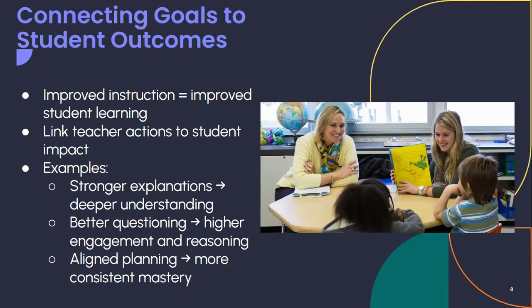When teachers are able to better implement questioning techniques, better formulate them, provide wait time, provide some sort of method for calling on students, we have higher engagement. And then typically we're going to see that we've got higher critical thinking skills. So the reasoning is going to be greater for our students as well. And another example, of course, is aligned planning, as I was talking about earlier. It's going to lead to more consistent mastery of the success criteria that we have for our students.